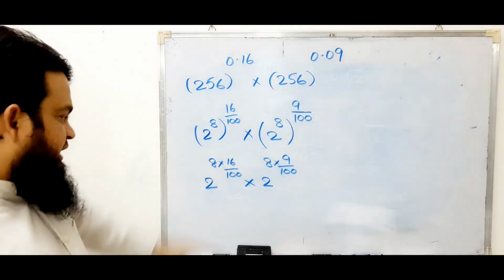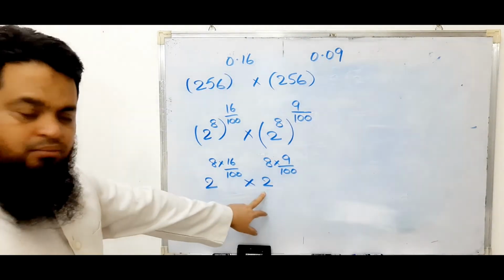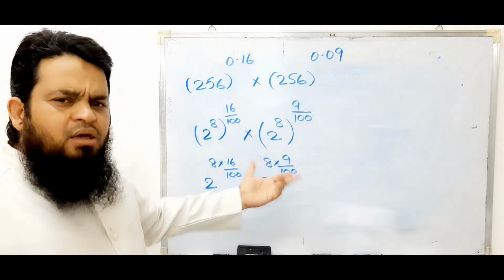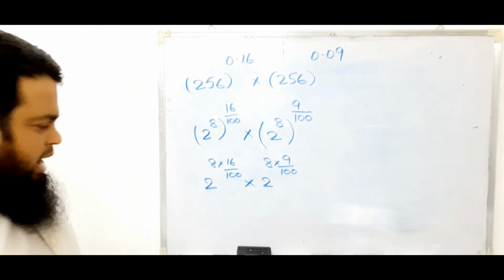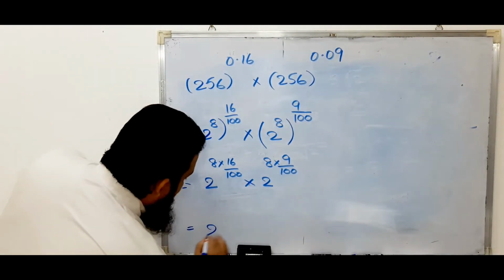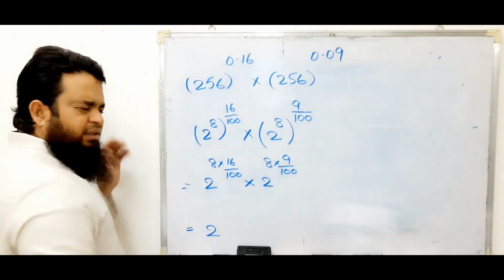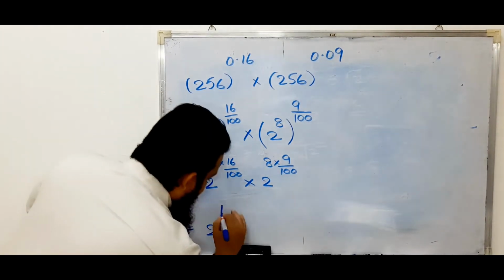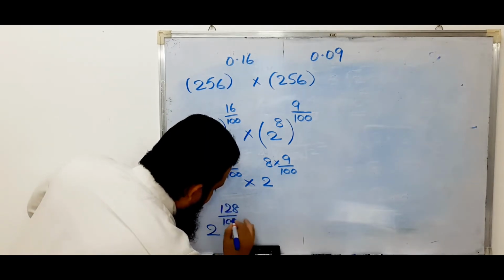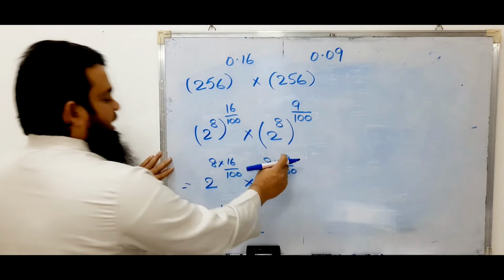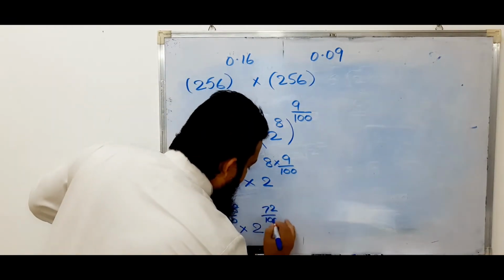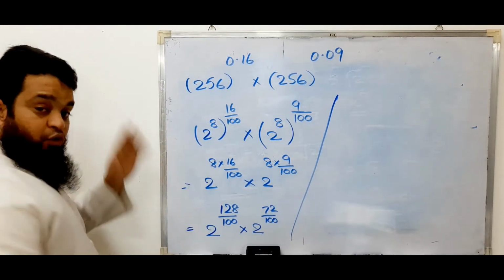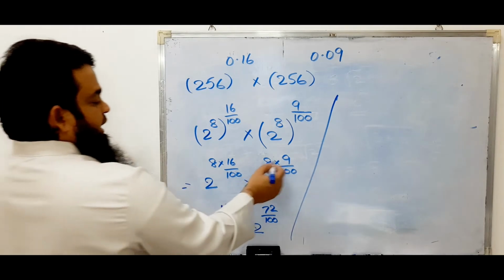See, I will not change anything because the bases are equal. You can add the powers, and here 100 and here 100, so they are like terms. So it is easy to add. So that equals 2 to the power of 8 times 16, which is 128 by 100, times 2 to the power of 8 times 9, which is 72 by 100. Okay, is it fine? So 8 6s are 48 and 8 1s are 8, that is 128, and 8 9s are 72.